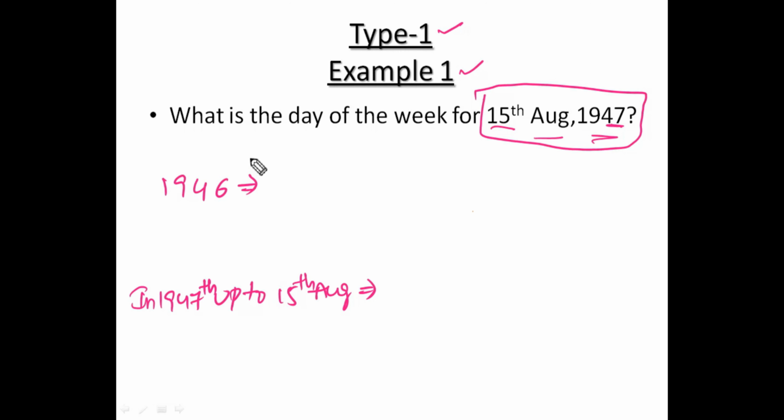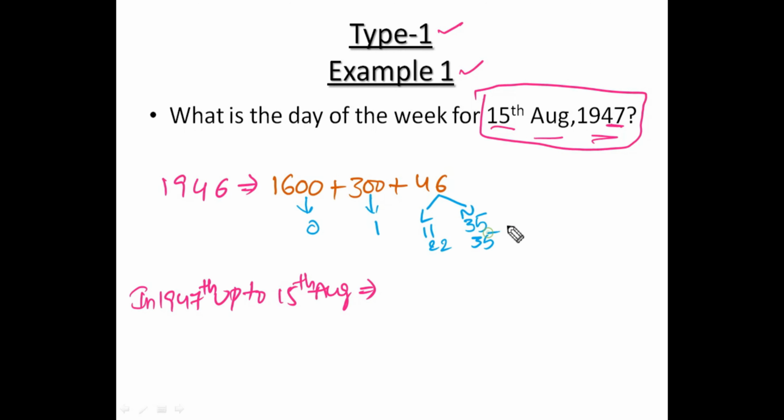First case, 1946. How to find the number of odd days in 1946 years? Split this number into 1600 plus 300 plus 46. Up to 1600 years, 0. 300 years, 1. 46 splits into leap plus normal years. How many leap years are there? 4 divides 11 times, and the remaining 35 are normal years. 11 twos are 22. 35 ones are 35.